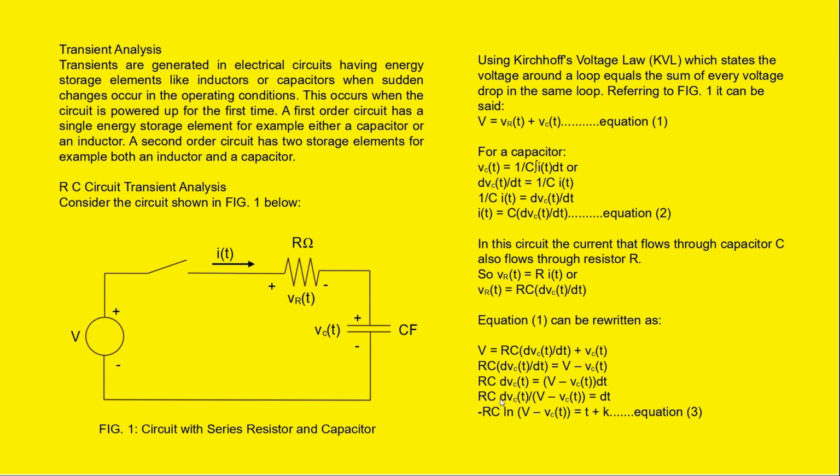RC dVC(t) divided by, in brackets, V minus VC(t) is equal to dt. Or we can say minus RC ln(V minus VC(t)) is equal to t plus K, which gives us equation 3.